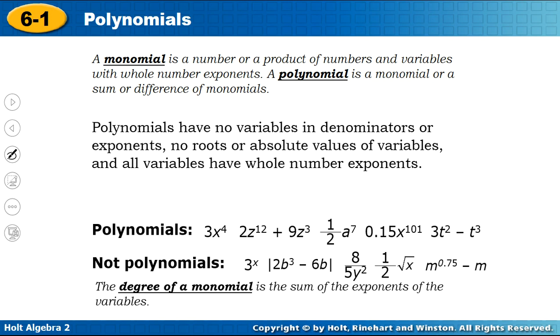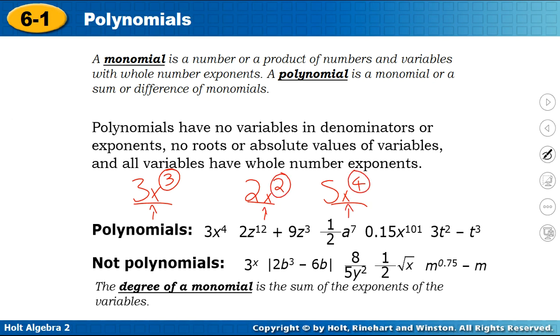Now, typically, we'll deal with terms that only have one type of variable in them, something like 3x to the third, or 2x squared, or 5x to the fourth. These terms only have one variable, and those variables only have an exponent. So those are typically what we'll talk about. The degree of the first would be 3 because the exponent's 3. The degree here is 2 because the exponent's 2. The degree here is 4 because the exponent's 4. So the degree of the monomial is basically its exponent.